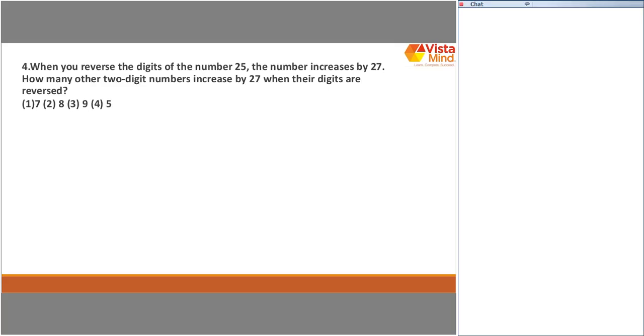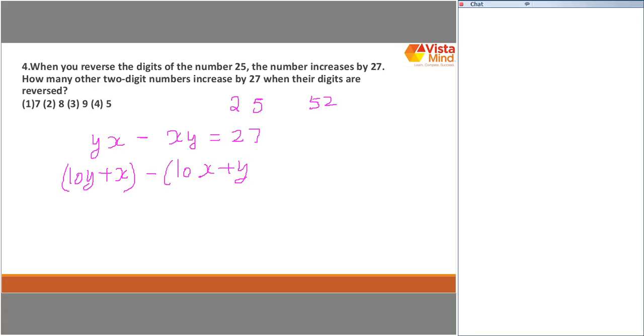Okay, let us solve the problem. The question says when you reverse the digits of the number 25, the number increases by 27, which is true, because if I reverse the digits, it becomes 52, and the difference between 25 and 52 is 27. So they are asking how many more such numbers there are. If I say the number is xy, on reversing it, the number is increasing, so it becomes yx, and the difference between them is 27. Writing the expanded form, it becomes 10y plus x minus 10x plus y equals 27. On solving, it becomes 9y minus 9x equals 27, so y minus x equals 3.